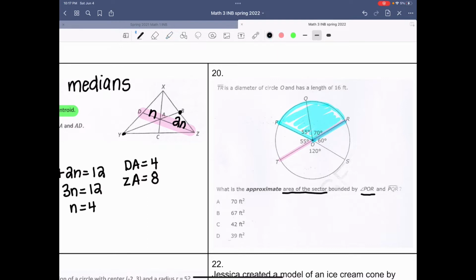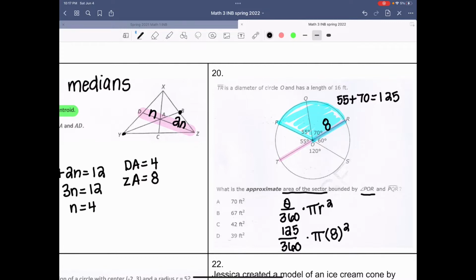So with that being said, I see that my angles are in degrees, so we're going to use the degree formula. Remember, that's theta divided by 360 times pi r squared. We're doing pi r squared because we're doing area. If I add up my two angles that create that area, we're looking at 125. So this is going to be 125 over 360 times pi r squared. If we know this is 16, then that's going to have a radius of 8. So that's going to be 8 squared.